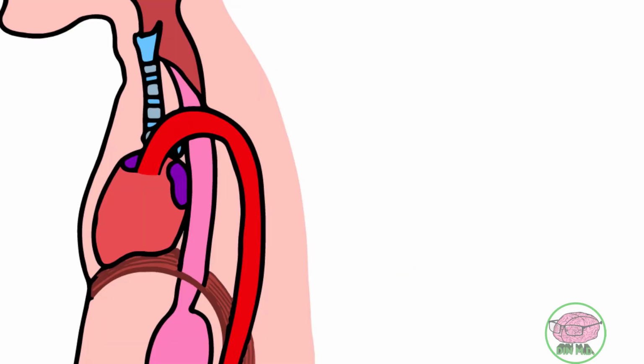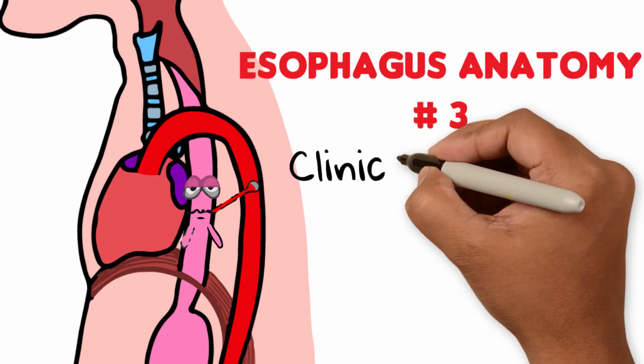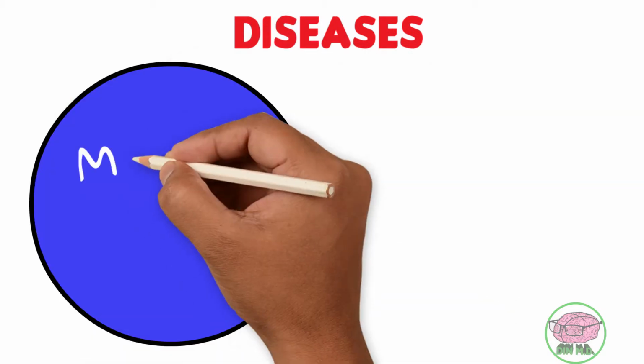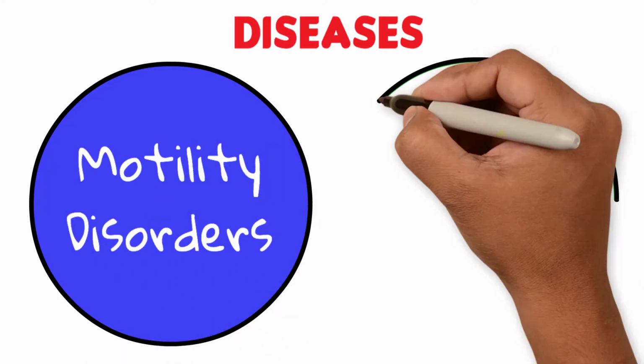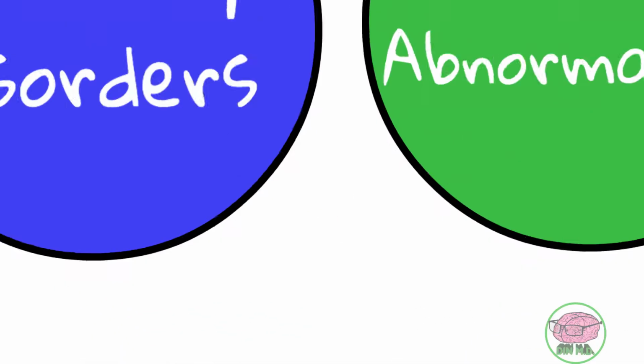In this video, we will talk about the different esophageal diseases that have a certain relationship with the anatomical knowledge that we have acquired in the previous two videos. Today, we'll talk about the esophageal motility disorders and the esophageal structural abnormalities.